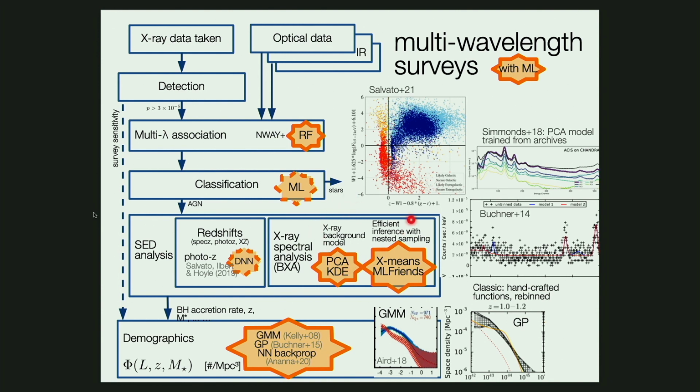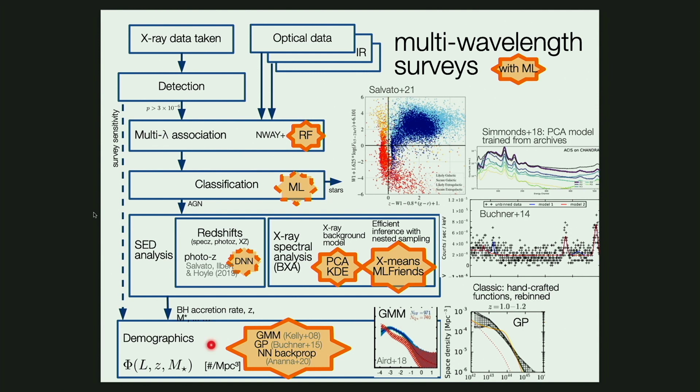What Charlotte Simmons did is to develop a PCA model trained on X-ray archives across the many archives we have now from various X-ray satellites. And then based on the PCA components, you have a machine-learned parametric model which you can then fit to any individual data set. And so again, this is a machine learning approach to overcome these handcrafted models.